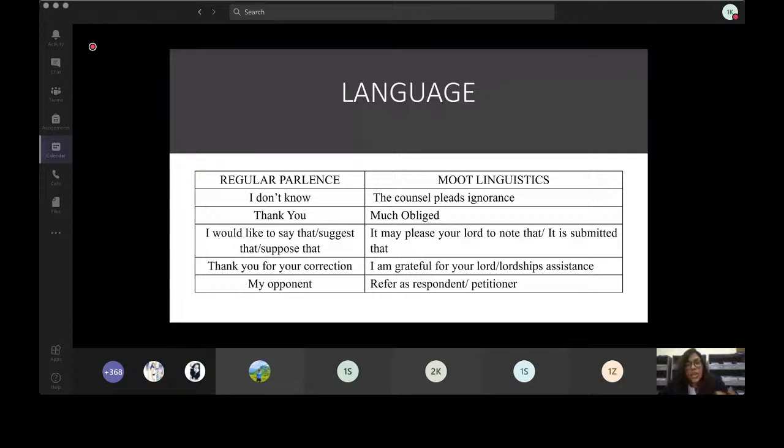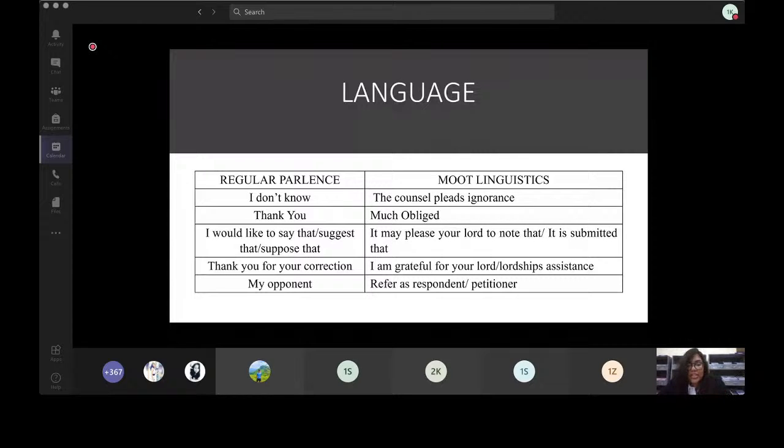Again, whenever the judges grant you permissions to do anything, you can just say "much obliged" and then you move on. Never use the terms such as "I would like to suggest that," or "I would like to suppose that," or "I would like to say this and that." Say "It may please your lordship to note that," or "It is submitted before this honorable court that." These are just general terms. You pick it up while you're doing your practice for your oral rounds.